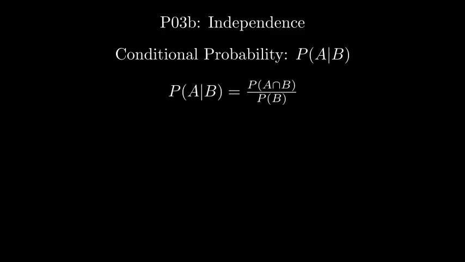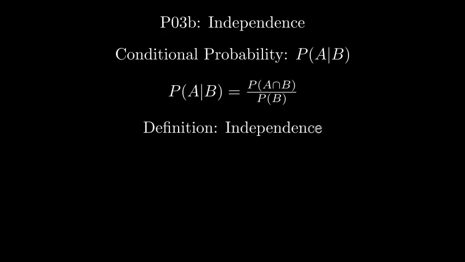The formula for conditional probability is the probability of the intersection of A and B divided by the probability of B. Think of it this way: the new universe of possibilities is just B. The successful outcomes within this new universe are those where A also happens, which is the intersection A and B. Now we can use this to define independence.